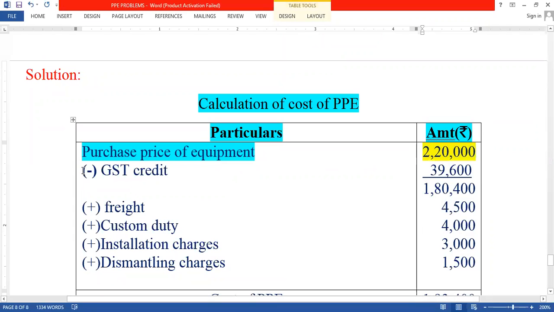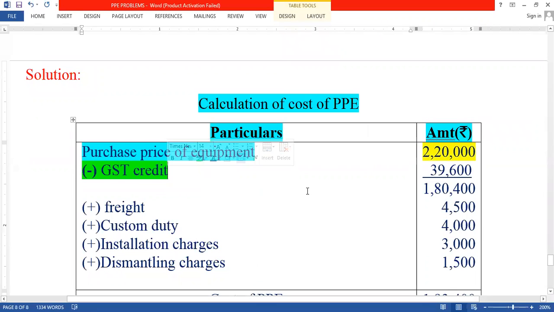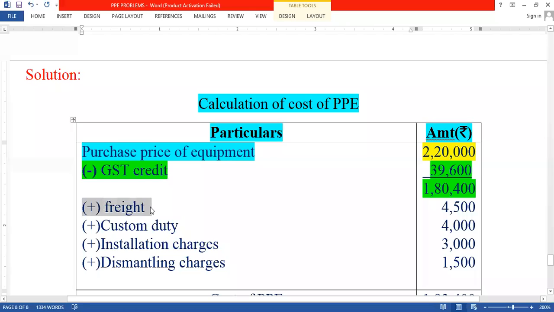After this, less GST credit. Why? Because it is an income. When it is an income, you should deduct it. What is the GST credit? 39,600. So we get 1,80,400. After this, you should add the freight.